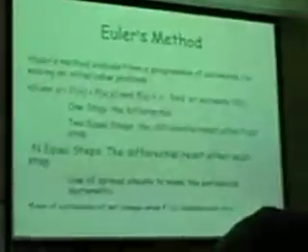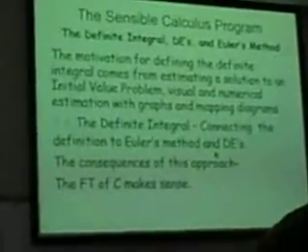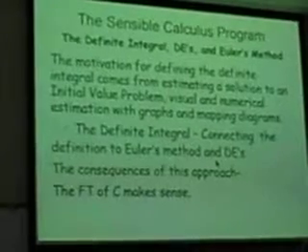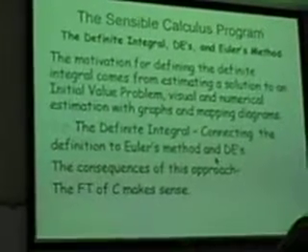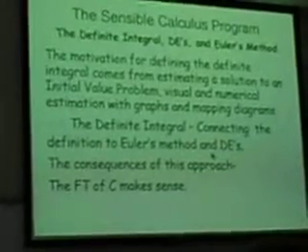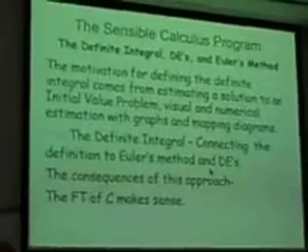Okay, so that's the Euler's method. And it takes us to the way to deal with the definition of the definite integral. All right? So, the motivation for defining the definite integral comes from estimating the solution to the initial value problem. Visually and numerically estimate with graphs, and I did have a graph of the function, but more important, the mapping diagrams. Because the mapping diagrams are going to tell us that if we do better and better estimates, we're going to get closer and closer to the net change position.